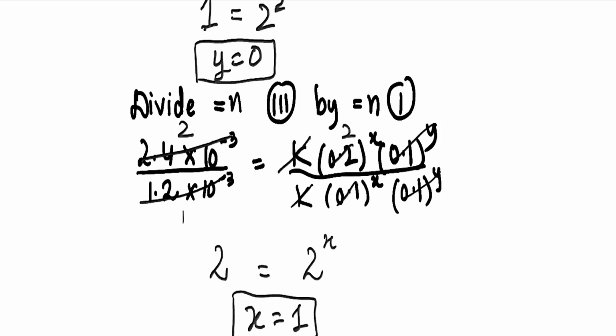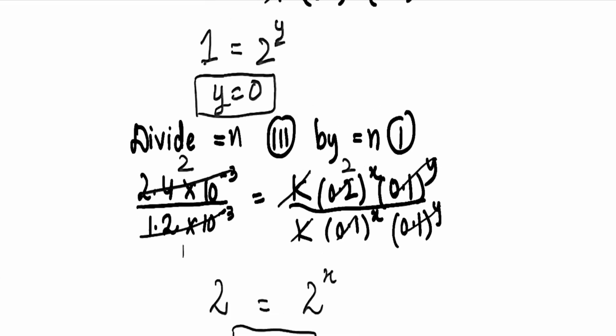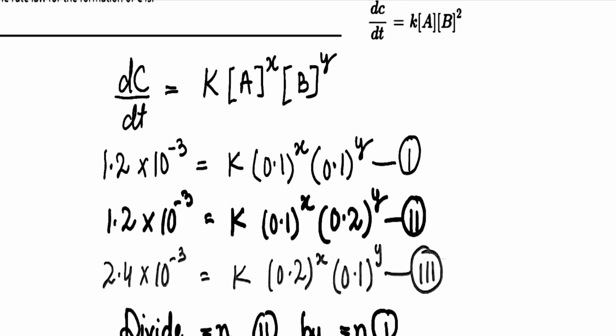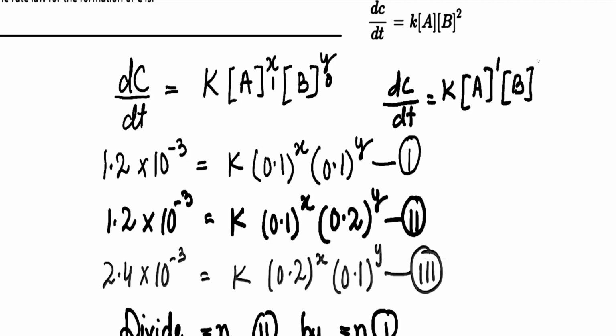So now we have found out the values of x and y. So now we can put this in here in this equation. We can put the values of x and y. Since our value of x is 1 and the value of y is 0, our rate law becomes dc by dt is equal to k into concentration of a raised to power x, which is 1, and concentration of b raised to power 0.